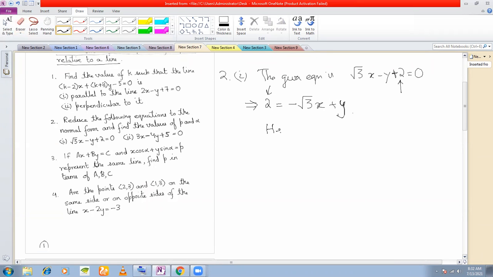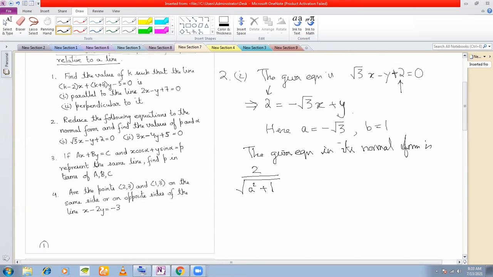check the coefficients of x. What is the coefficient of x here? We call it a. Okay. And the coefficient of y here is 1. So what is root over of, and now what we do is we divide both sides by the given equation in its normal form is you divide both sides of the equation by root over of a square plus b square.